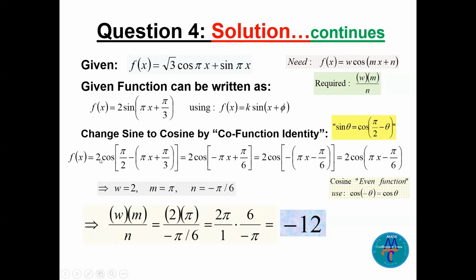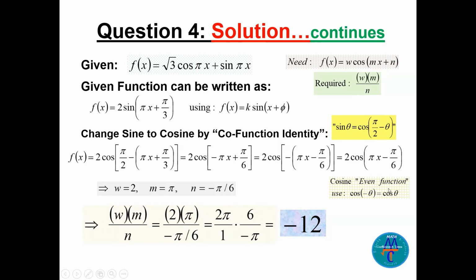So I convert the sine into cosine. It will be 2 cosine of pi over 2 minus the argument. Simplify that, you get minus pi x, and there's a minus pi over 3, and this is pi over 2, so it becomes pi over 6. Now we can take minus as a common factor inside the argument. It will be minus of pi x minus pi over 6. Remember, there should be a minus inside here.